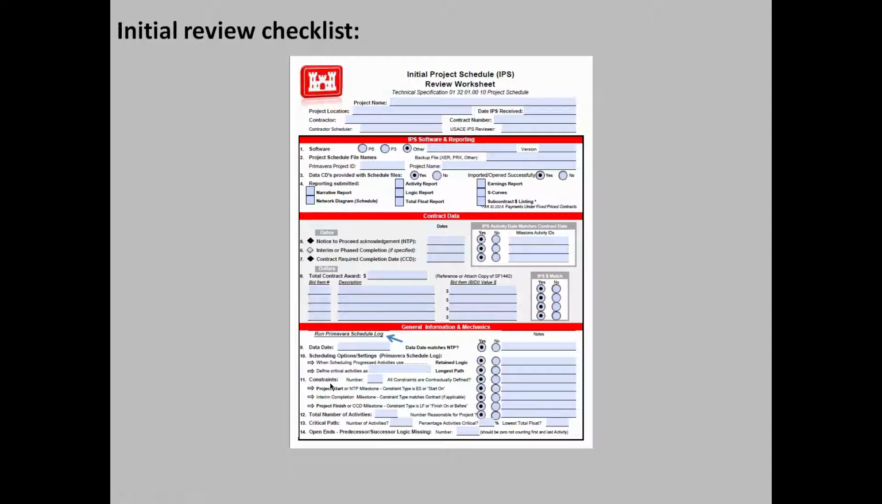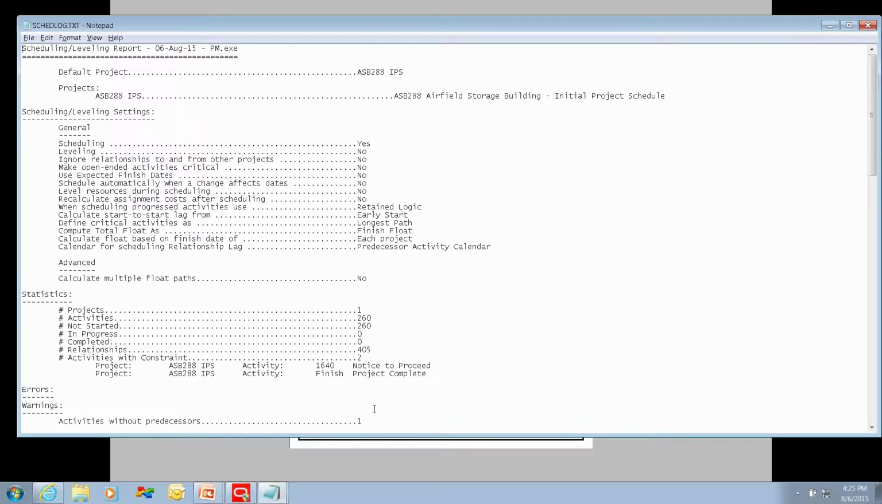Number 11, constraints. We're asked how many constraints the schedule has. We're asked about the start constraint and the interim completion milestone constraints and the project finish constraint. So under statistics, we see we have 2 activities with constraints, the start activity and the finish activity. So now we know that the number of constraints is 2. We have no interim requirements for a constraint. However, we cannot tell what type of constraint.